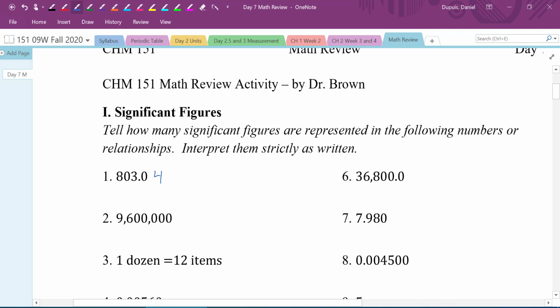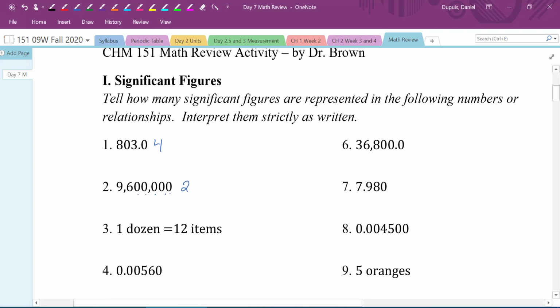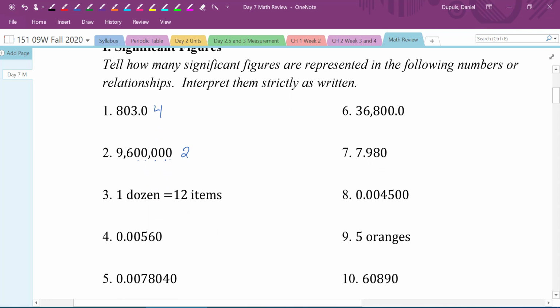Whereas number 2, these 5 zeros, are placeholders. That's 9.6 million. Right? If I take a zero away, I change it drastically. 960,000 to 9.6 million. Big difference. So this would only be 2 sig figs. Number 3, well, 1 dozen is 12. That's an exact number.